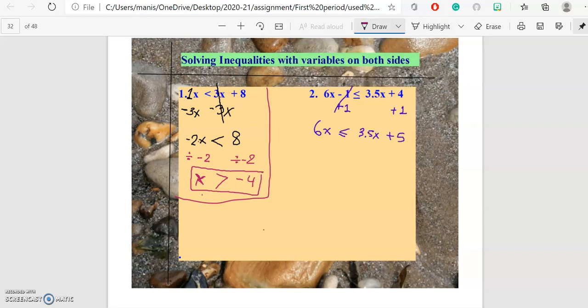Now what happens after this? After this I will be getting rid of 3.5x. Remember, this is a subtraction sign, so I will be subtracting 3.5x from both sides. So positive 3.5x minus 3.5x will give me 0. 6 minus 3.5 will give me what? 2.5x with my inequality symbol and 5.